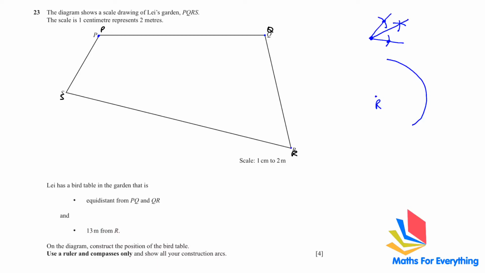So let's first convert the meters into centimeters. 1 centimeter is equal to 2 meters. This is given to us. Therefore, 13 meters equals how many centimeters? We cross multiply. 13 multiplied by 1 is 13, and 2 multiplied by x is 2x. Divide by 2, that is our x. So it is 6.5 centimeters from R.